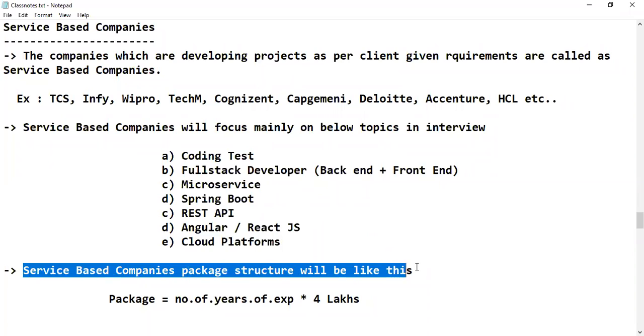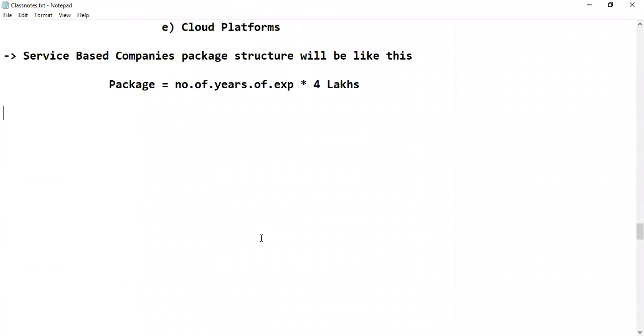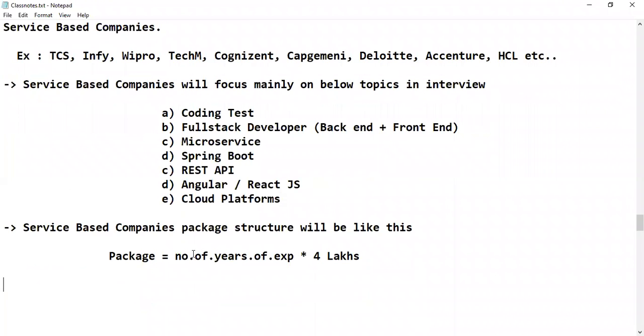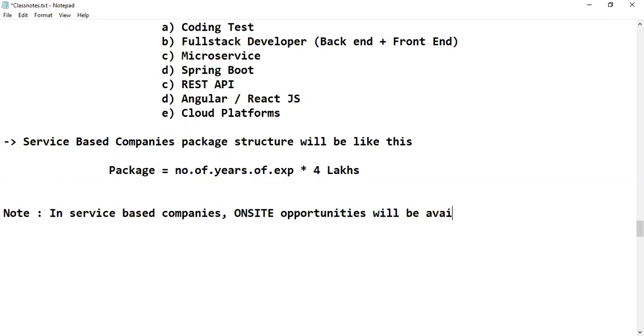Service-based companies, the package structure will be like this. Package equals number of years of experience multiplied by 4 lakhs. Okay. And one more thing, guys. In service-based companies, we can expect on-site opportunities. On-site opportunity means going to the client location, going to the client location based on project requirement.